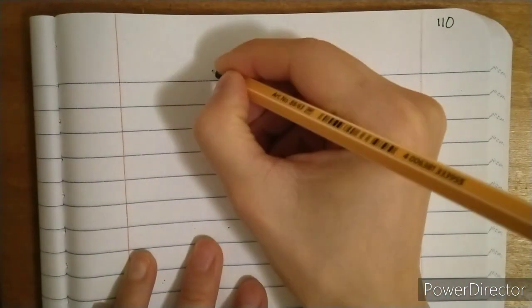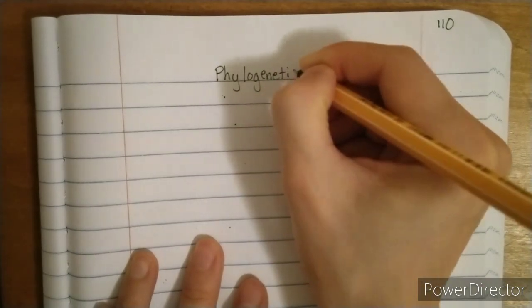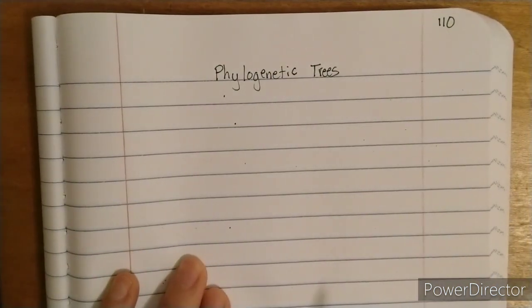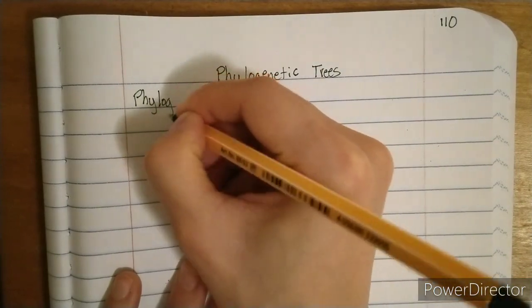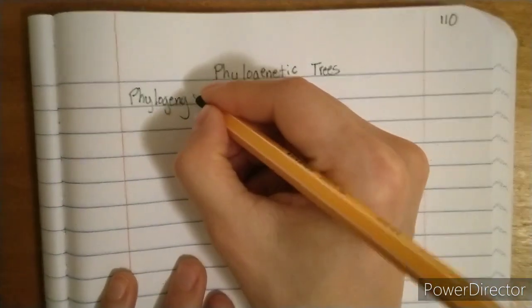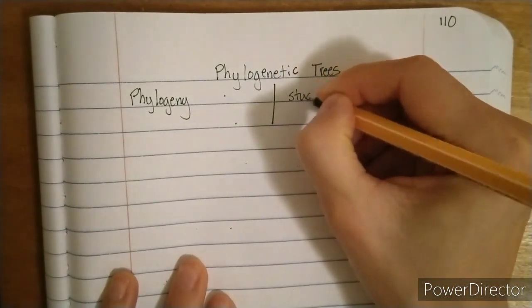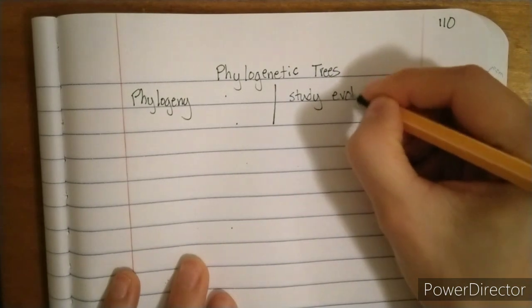It's notebook time! So, we are now on page 110. Our topic for today is phylogenetics, or phylogenetic trees. We probably want to get a definition for what phylogeny and phylogenetic trees are. Let's start off with phylogeny. Phylogeny, to put it simply, is going to be the study of evolutionary relationships between different biological species.